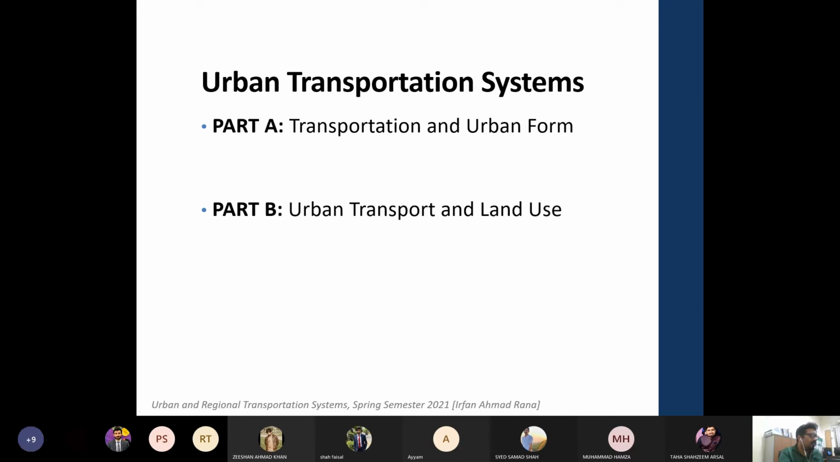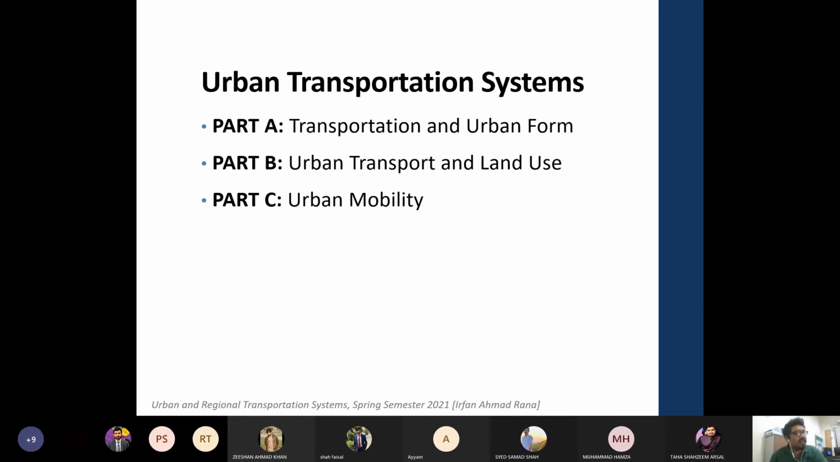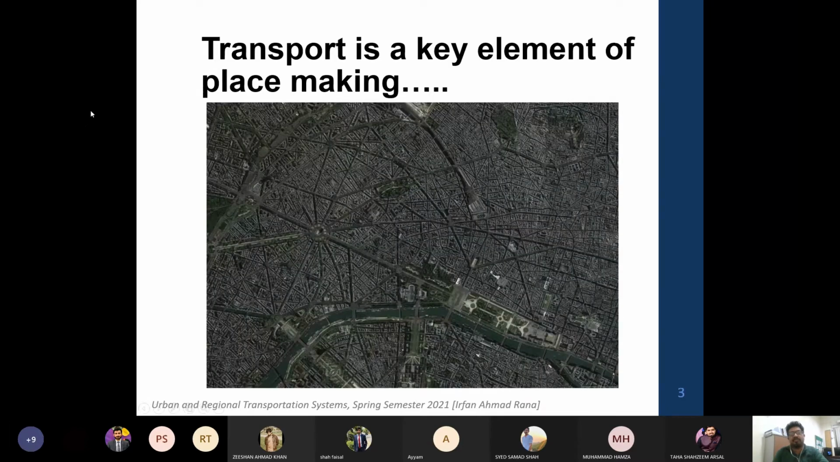We'll revisit urban transportation. There are three parts. This section of our lecture series will be on the before mid. I usually do the urban transportation system at the city level, at one city scale. And in the next section, we'll be moving on to regional transportation. So the first, part A, will be transportation and urban form, how transportation and land use interact, and how to enhance urban mobility in a city. So we'll start with the first part, that is transportation and the urban form.